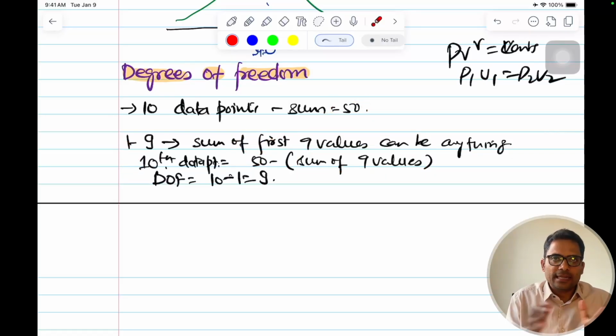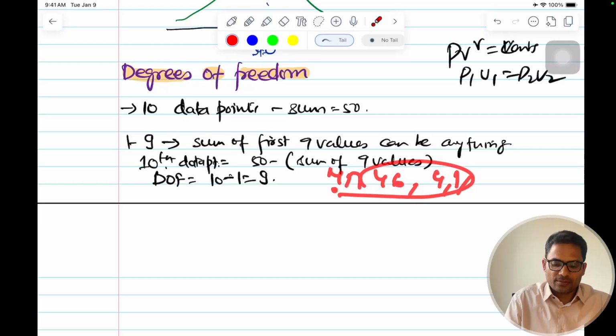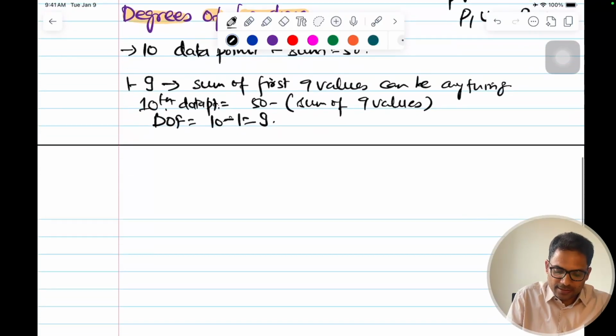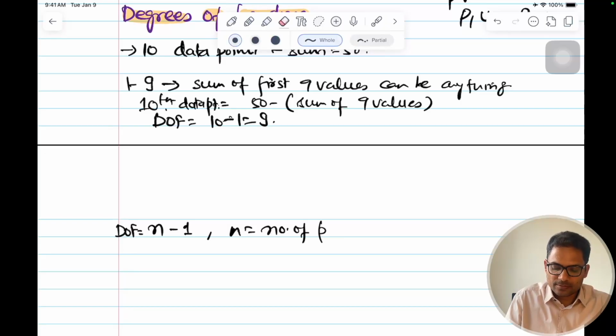I take the values in any order, so the 9 can change to anything, and I can get the sum as 45, 46, 41, anything. But the 10th one's value will depend on what the first 9 values I picked. That's why my degrees of freedom would be 10 minus 1. So the degrees of freedom is defined as n minus 1, where n is the number of observations or number of points, or simply the sample size, the number of samples I have collected.